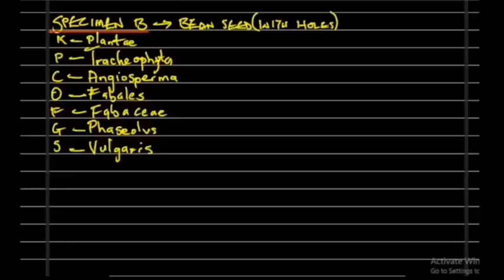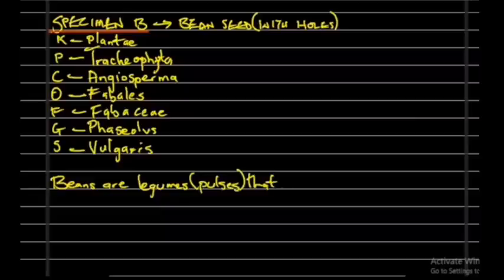So let's move further. There are different types of bean, but we just base our case study here on bean with holes. That is just what we are talking about. So we just generalize now. Beans are creepers or climbers. Beans are legumes. We also call them pulses, that are creepers or climbers.